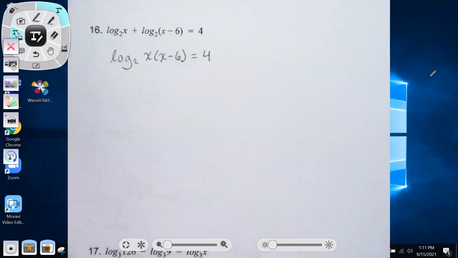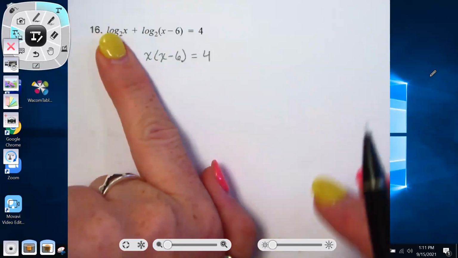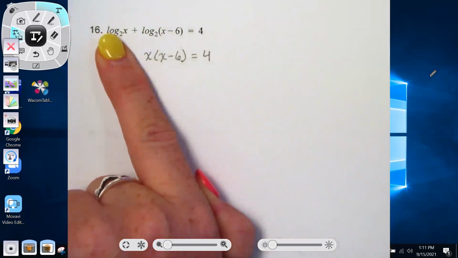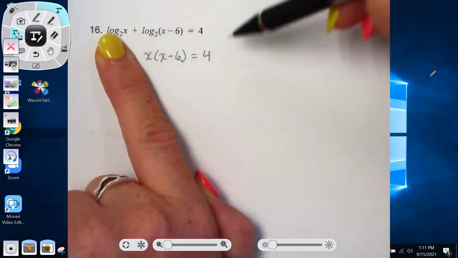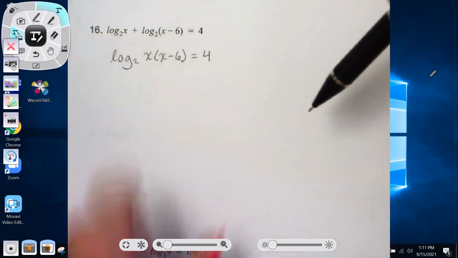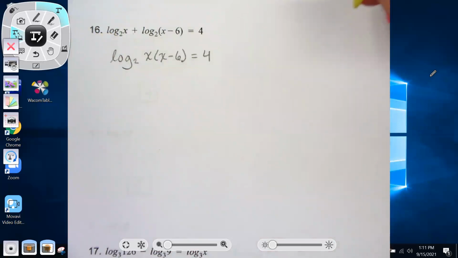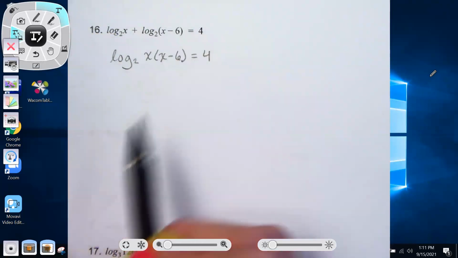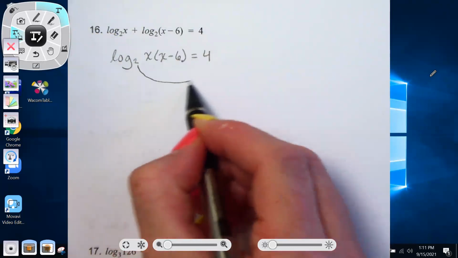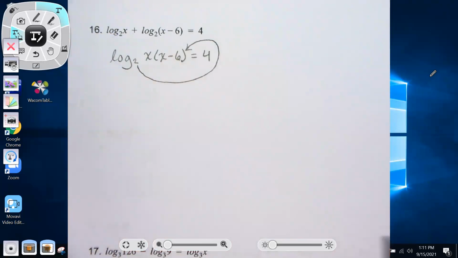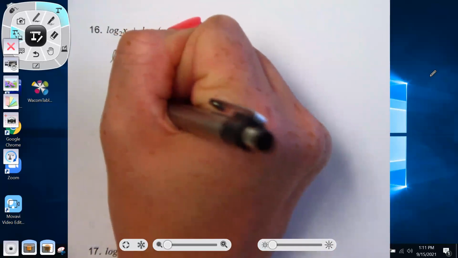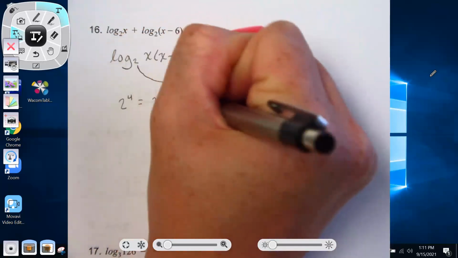Now, several people have made the mistake of leaving this logarithm off and just writing x times x minus 6 equals 4. That is incorrect. You can't leave the logarithm off on this side because there's not one on this side to match. You have to leave the logarithm. Because now we have a logarithm on one side with just a number on the other, which means we change to exponential form. So we get 2 to the 4th equals x times x minus 6.